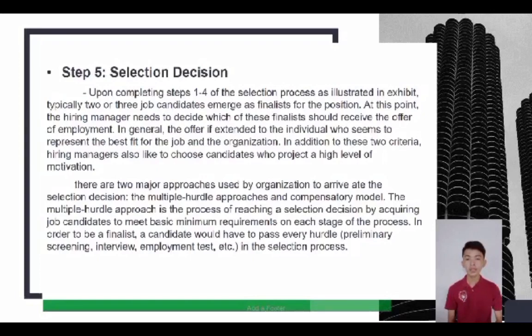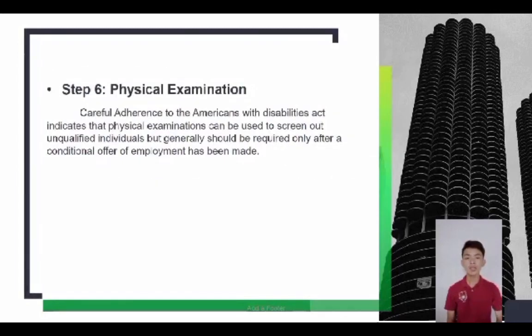In addition to these 2 criteria, hiring managers also like to choose candidates who project a high level of motivation. There are 2 major approaches used by organizations to arrive at the selection decision: the multiple hurdle approach and the compensatory model. The multiple hurdle approach is the process of reaching a selection decision by requiring job candidates to meet requirements at each stage of the process, in the screening, interview, employment test, etc. in the selection process.